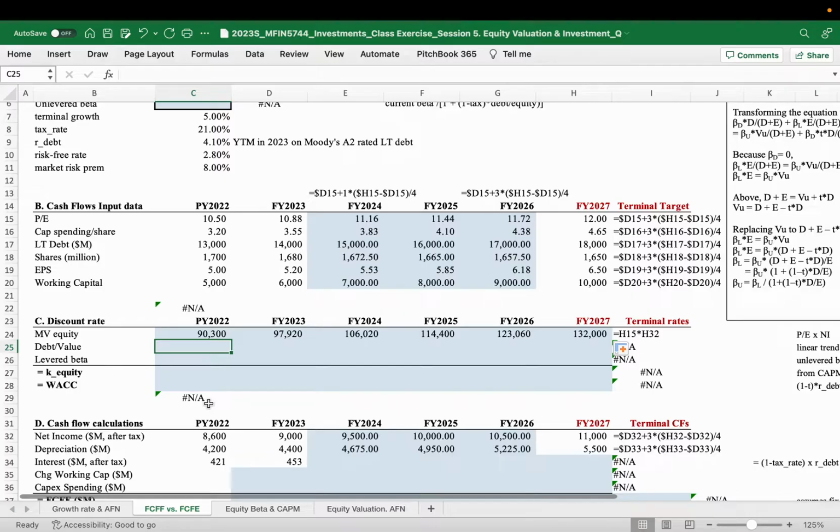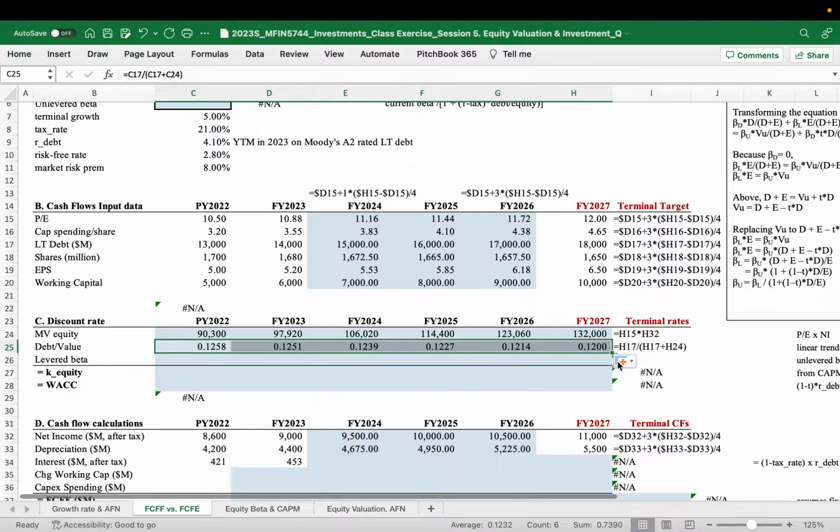The debt to value. How can we calculate debt to value? Here, where's the debt? Long-term debt divided by the book value of equity, and then one more time this. So we need to sum these two up so that we can get the total value. And this is the ratio. Let's drag it to the right. And here is the capital structure, the debt ratios.